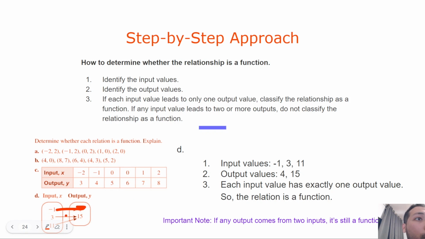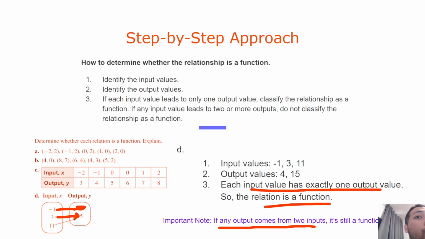-1 is giving 4, 3 is giving 15, and 11 is giving 15 as well. So each input has exactly one output value. So the relation is a function. An important note over here, if any output comes from two different inputs, it's still a function. Remember, any output can come from multiple different inputs, but the same input cannot give two different outputs. That's the condition for a function.